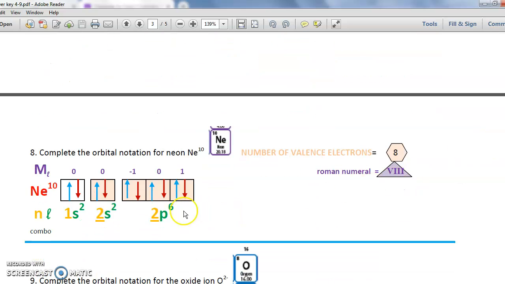What about neon, number 10? Neon has satisfied the octet rule. It is a noble gas. 2 and 6 is 8. When the outermost s and p is full, the octet rule has been taken care of.